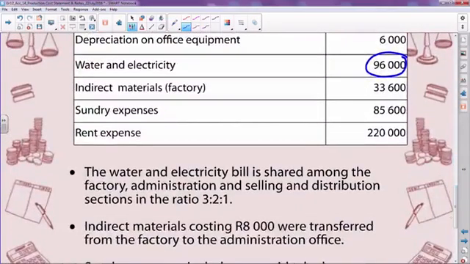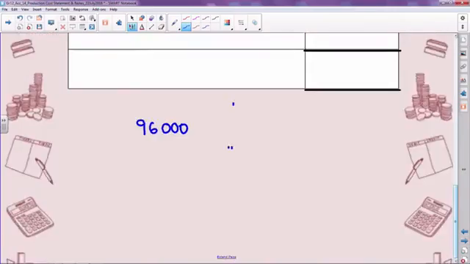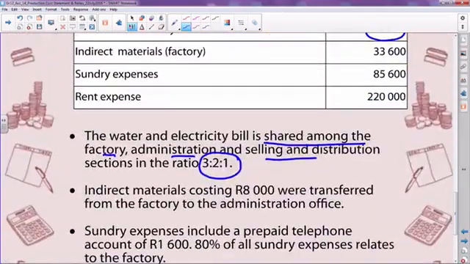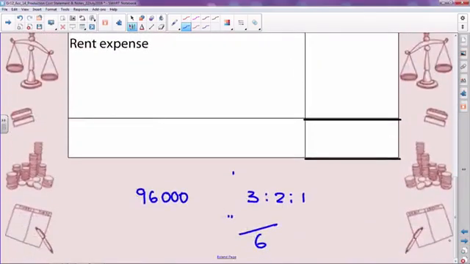The water and electricity bill is shared amongst the factory, admin, and selling and distribution in the ratio 3:2:1. Immediately you tell yourself, right, if that is the situation, we got to split this up in the ratio 3:2:1. How do we do that? Add 3 plus 2 is 5, plus 1 is 6. Immediately you know that your denominator is 6. So what does the factory utilize? Obviously the factory utilizes 3. So this would mean that you would take your expense, and you would say 3/6, because that is the factory component of water and electricity.